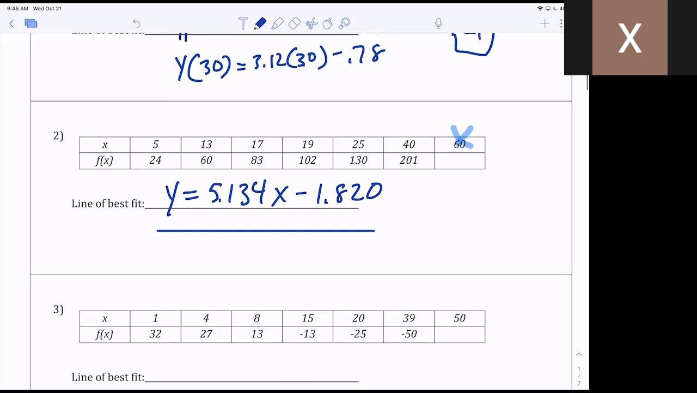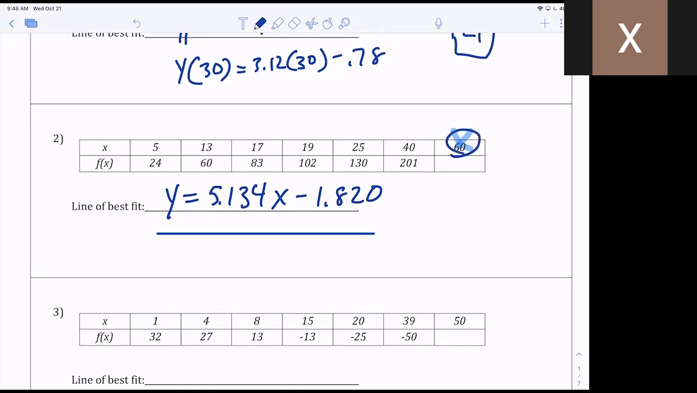Now I need the value at 60. So what do I do with that 60? Plug it in for x. So it's going to be 5.134 times 60 minus 1.820. And when somebody does that, they can tell me. 307.858. William, thank you.